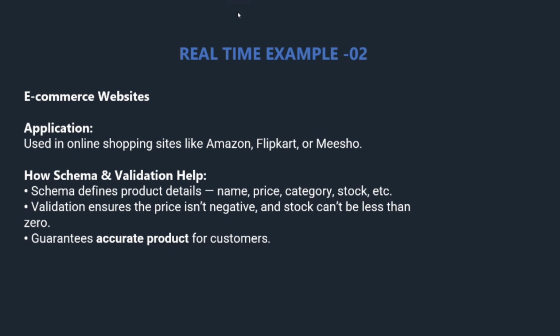So here is one more real-time example, that is e-commerce websites. In these websites, schema and validation are used. Schema is used for defining the product details like its name, price, category, and stock limit, etc. And validation ensures the price isn't negative and stock cannot be less than zero. It guarantees accurate product information for customers. E-commerce websites like Amazon, Flipkart, Meesho, Myntra, on any of these platforms we can use this application.